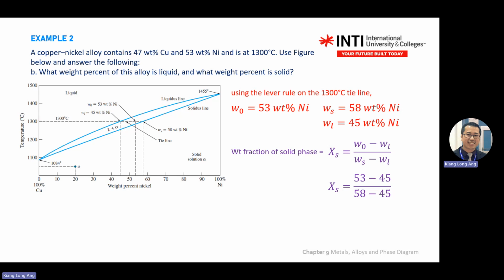If the question asks me how many percent solid, I will use the length divided by A plus B. If the question asks me solid, I will read the one on the opposite side. If the question asks me liquid, I will use the B length, opposite. So that is how I memorize it.